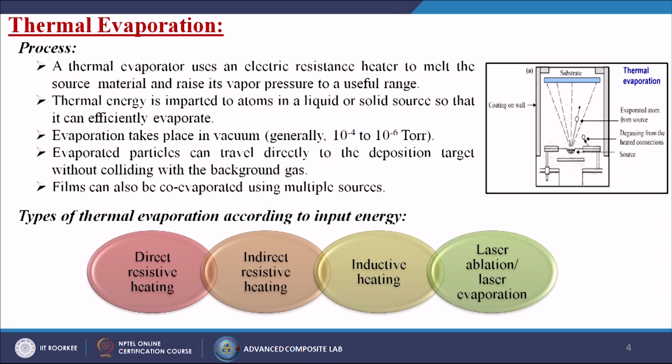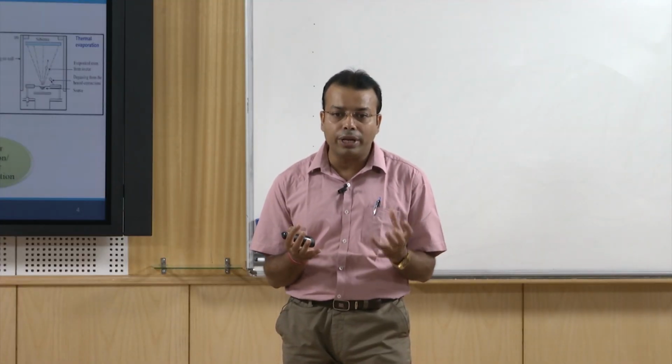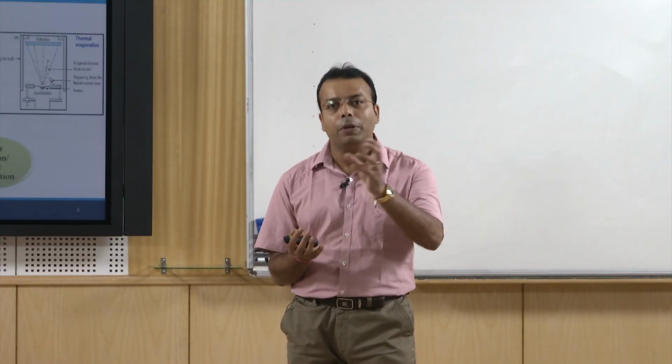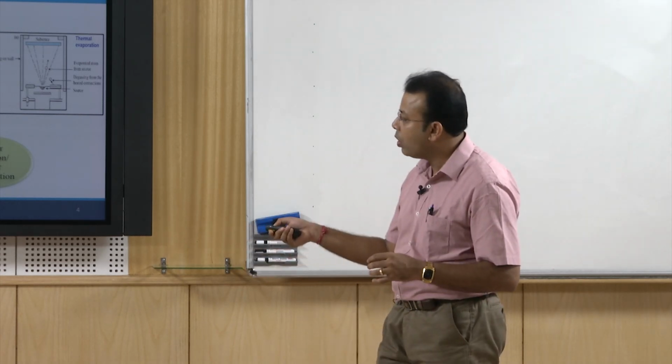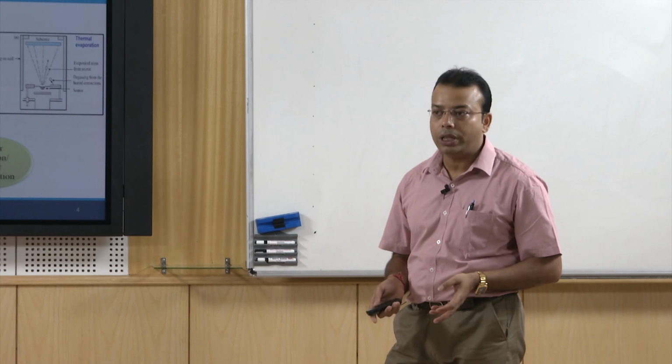So, now from this we can see that there are several thermal evaporation methods according to the input energy. The first one is called direct resistive heating, then indirect resistive heating, inductive heating, and laser ablation. As I already mentioned, there are different types of source of energy. It depends on how we give the energy; depending upon that we do the nomenclature of different heatings and different thermal evaporation methods.